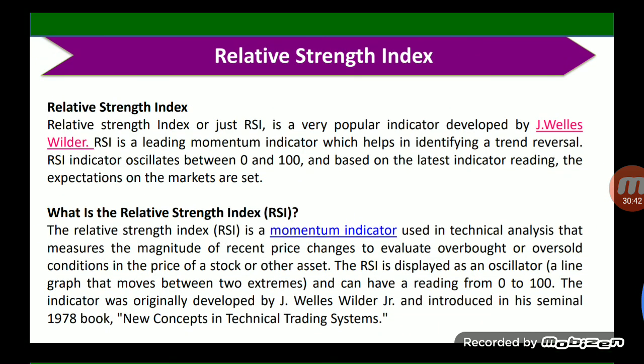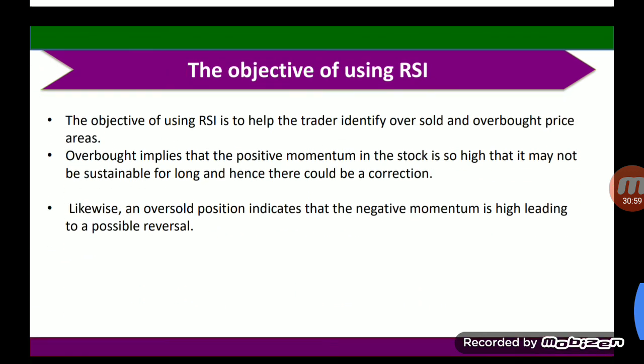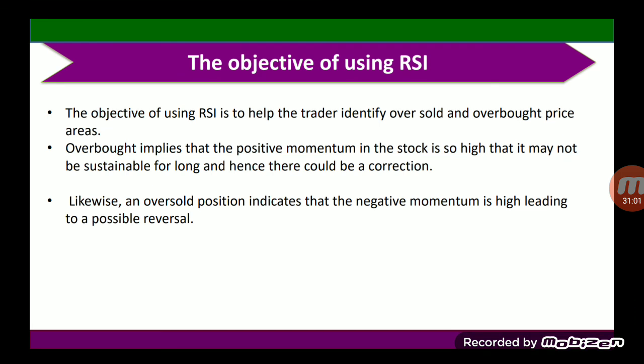Then next is the relative strength index. I have already posted one video on this relative strength index. It is like an oscillator. The relative strength index moves between 0 and 100. So what is the objective of using RSI, the relative strength index? It shows the overbought and oversold area.